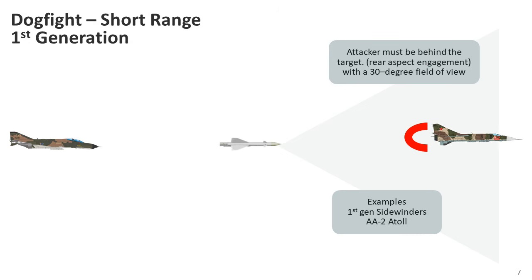Early short-range missiles, such as the early Sidewinders and K-13 or AA-2 Atoll, had infrared seekers with a narrow, normally 30-degree, field of view and required the attacker to position itself behind the target. This meant that the target aircraft only had to perform a slight turn to move outside of the missile seeker field of view and cause the missile to lose track of the target.